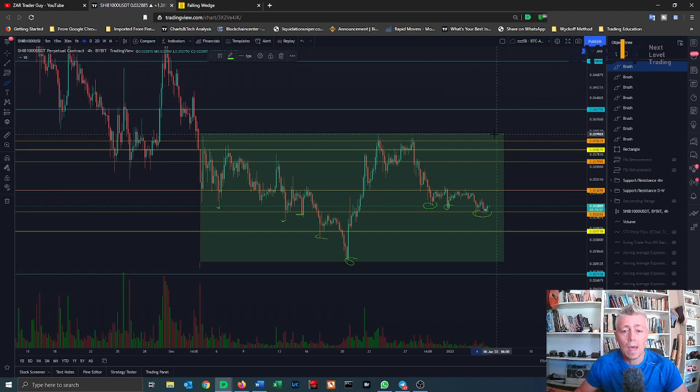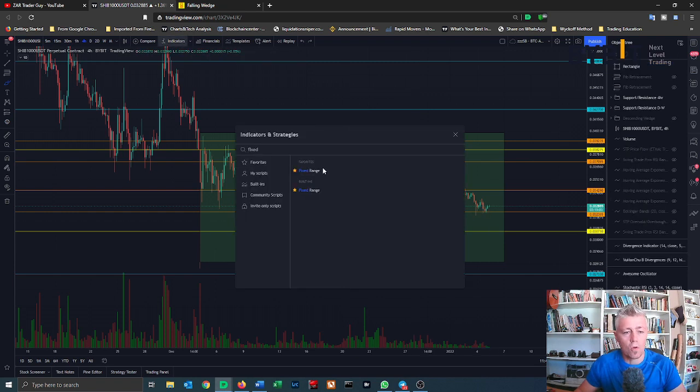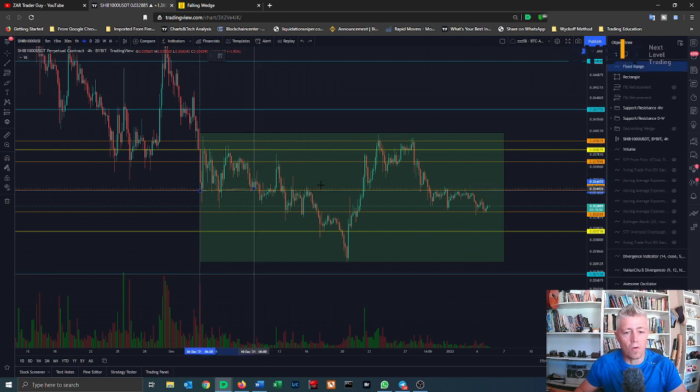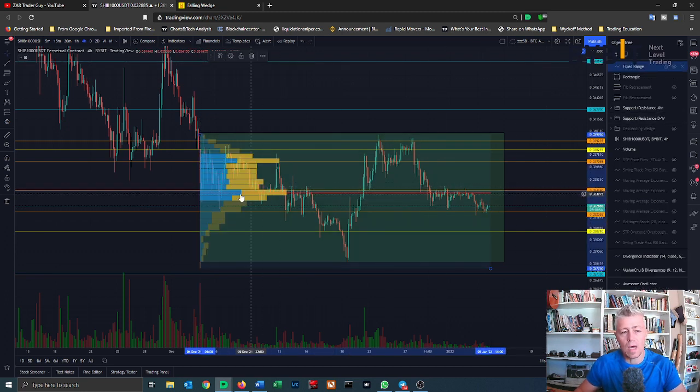We could see a breakout of this upper level here, and we could see a breakout there, so be aware of those. Important to short into resistance and long into support. Don't do the opposite. So if we draw a fixed range from that low on the 4th of December to the current trading range, you can see our point of control.